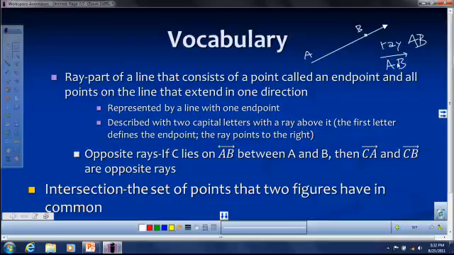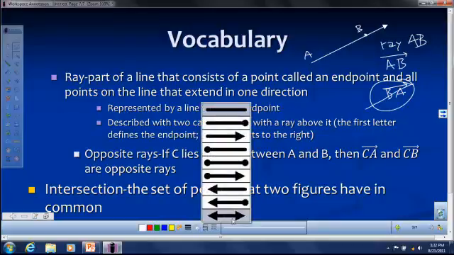Now you notice I did it in this direction on purpose because we can't say BA, because that would mean it would start at B and go through A. It would go here and go in that direction. So this is no good. Okay? Opposite rays.